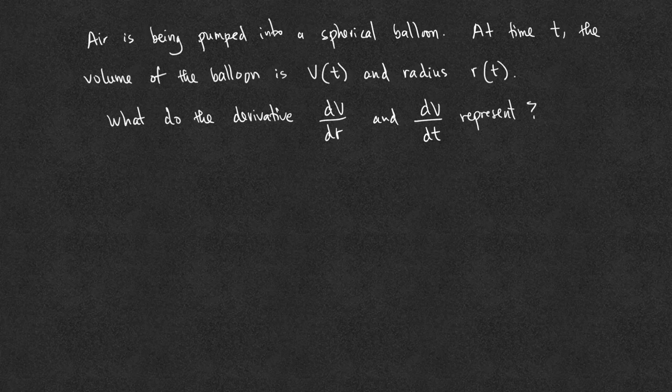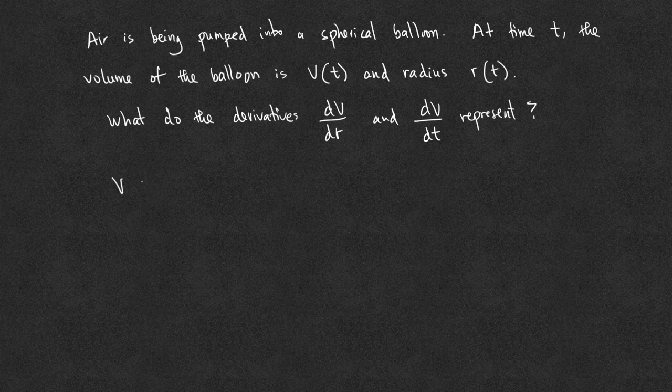Air is being pumped into a spherical balloon. At time t, the volume of the balloon is V of t, and its radius is a function of t. What do the derivatives dV/dr and dV/dt represent?